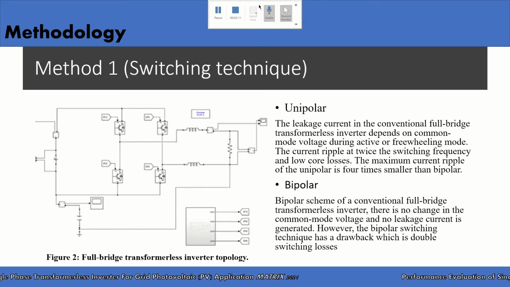Figure 2 shows the full bridge transformerless inverter. This transformerless inverter works with a higher input voltage compared to an inverter with a transformer. The performance and applicability are strongly influenced by the employed modulation scheme and the resultant voltage across the parasitic capacitor between the panel and the ground. Two types of switching technique strategy have been used, which are bipolar and unipolar.